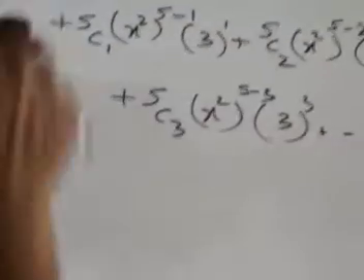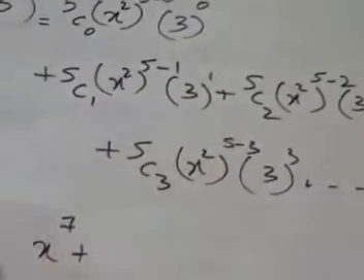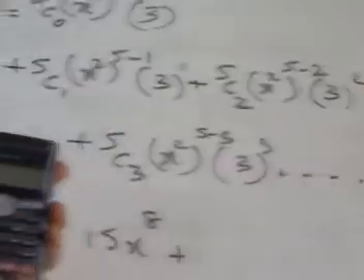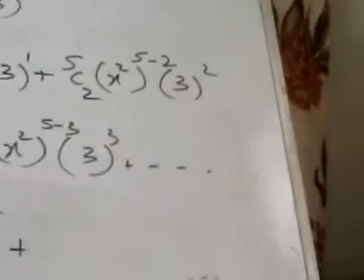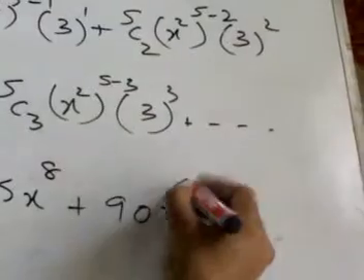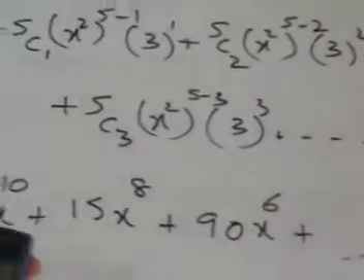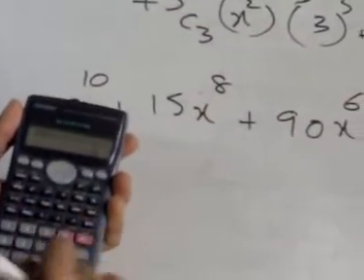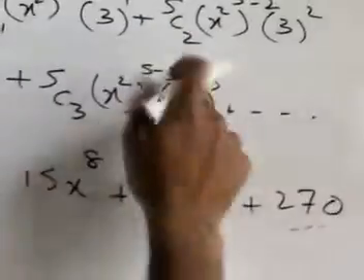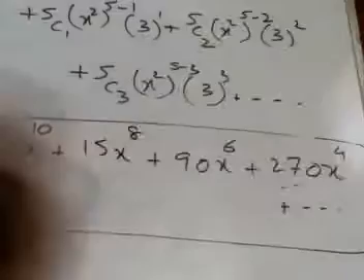No need to go further, so I'll just simplify this. 5C0 is 1, this will be x^10, and plus 5C1 is 5 into 3, 15 x^8, plus 5C2 is 10 into 3 squared, 9, this will be 90 x^6, plus 5C3 is 10 into 27, with 3 cubed, this will be 270, and 5 minus 3, this is x^4, plus so on. So this is the expansion of the first 4 terms.